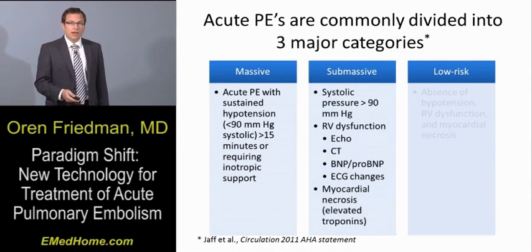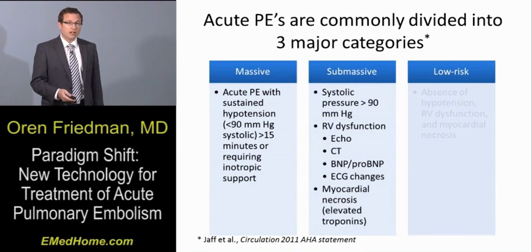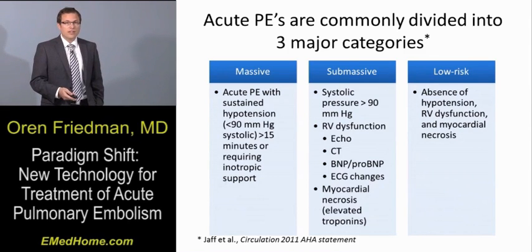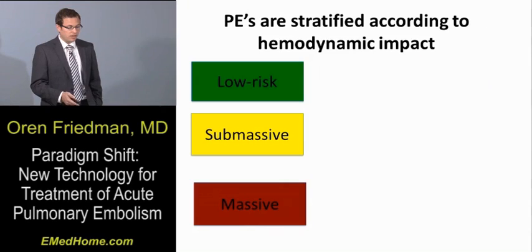In the middle, you have submassive pulmonary emboli that are patients that are normotensive and normal hemodynamics, but they have echocardiographic evidence of right ventricular dysfunction, or they have other evidence to lead you to believe that they have right ventricular dysfunction, such as elevated troponin, BNP, or EKG changes. On the third row, you see low-risk pulmonary emboli. These are the patients that have not only normal hemodynamics, but have no evidence of right ventricular dysfunction, and they have the lowest mortality, as we'll see in the following slide.